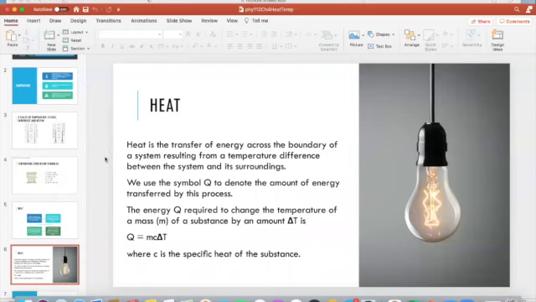All right. Heat, again, is the transfer of energy across the boundary of a system, resulting from a temperature difference between the system and its surroundings. As you can imagine, with this light bulb on the right, the energy coming from inside the light bulb is warmer than the energy of the air surrounding it. So the light bulb is hotter than the air surrounding it, and that is a transfer of energy across the boundary of the light bulb into the air.